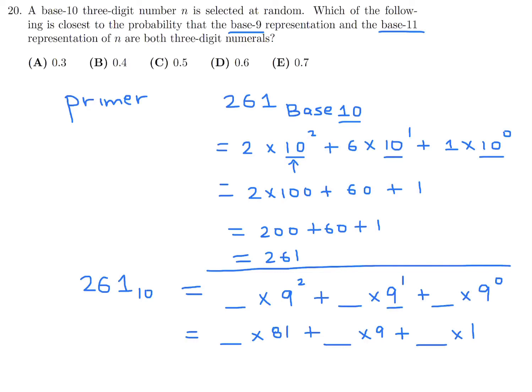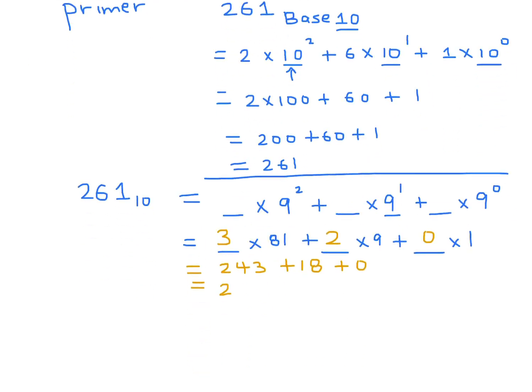And if you do a little bit of experimentation here, you'll be able to figure out that this is going to be a 3, a 2, and a 0. So 3 times 81 is 243 plus 18 plus 0, and that is equal to 261. Correct? But that's base 10. What about base 9? What is the number in base 9? In base 9, it would be these guys, 3, 2, and 0. So 3, 2, and 0 is the base 9 representation. Okay, so I hope that makes sense.